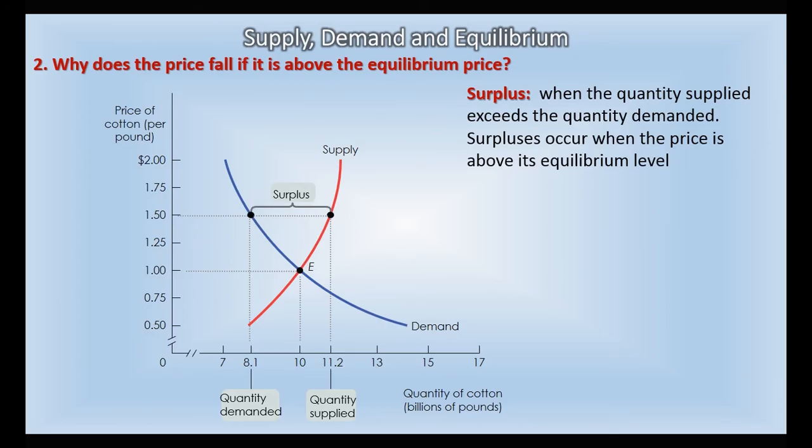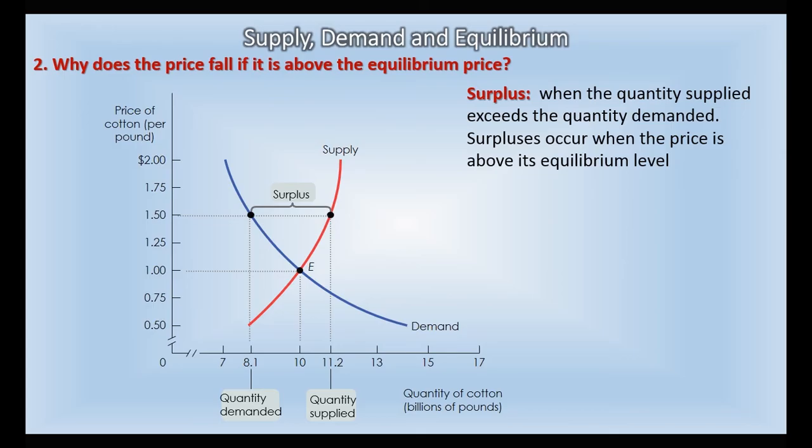Second question, why does the price fall if it's above the equilibrium price? Like I already mentioned, when you are above the equilibrium, you're going to have a surplus, and that's when quantity supplied exceeds the quantity demanded. Surpluses occur when the price is above its equilibrium level. So again, let's say we're at $1.50. In this case, quantity demanded is 8.1. Quantity supplied is going to equal 11.2. So we have that surplus there, the difference between the two, which is about 3.1 in this case.